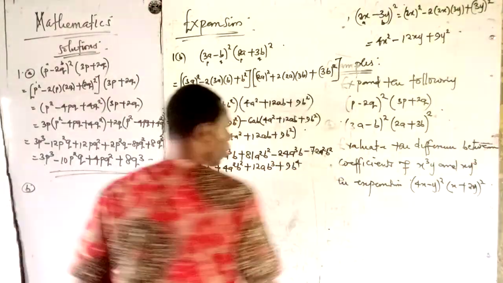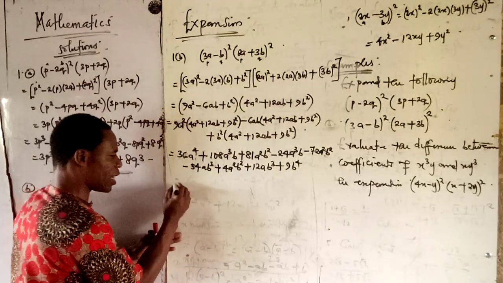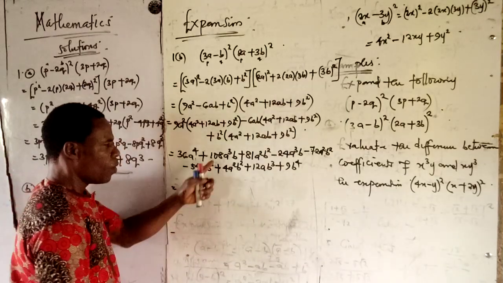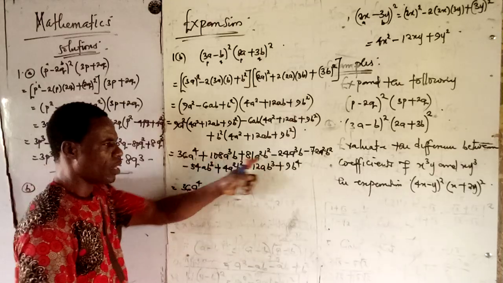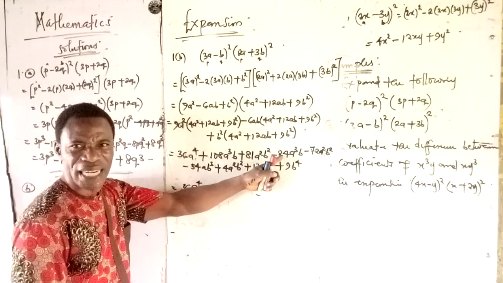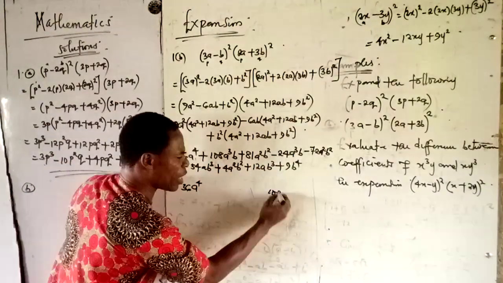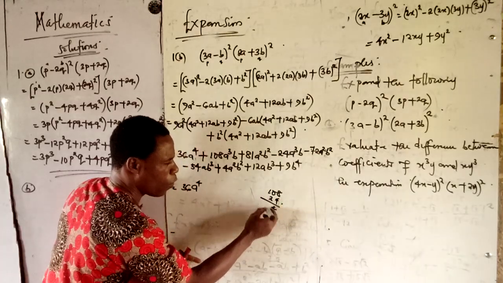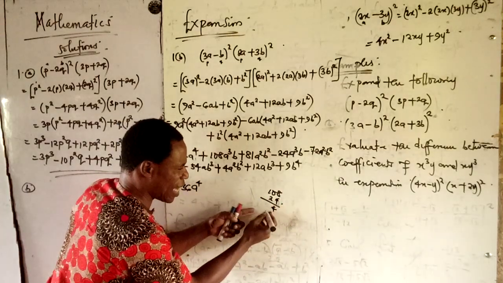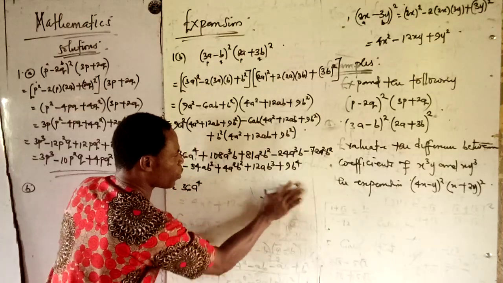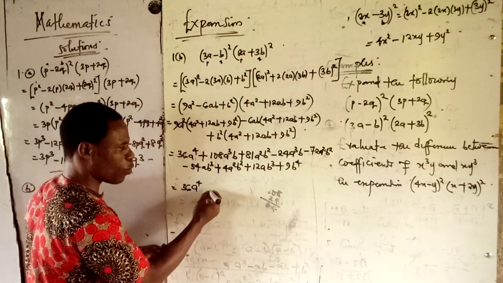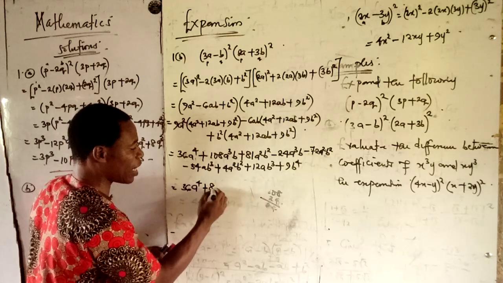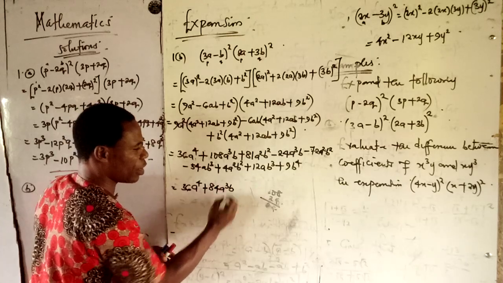Now, start collection of like terms as we have said. This is 36a4. Now, plus 108 a cube b minus 24 a cube b. Quickly carry out a subtraction here. 108 minus 24: 8 minus 4 is 4, 10 minus 2 is 8. We quickly have plus 84 a cube b.